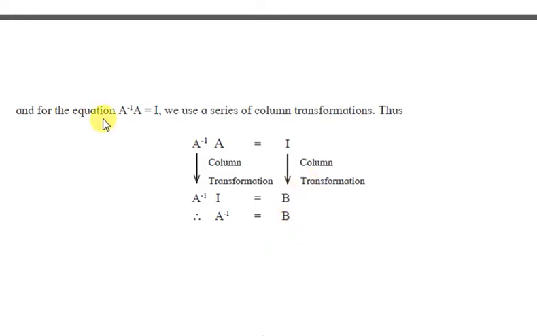This is the equation we will use only when we want to use column transformation. But as an easy method, row transformation is easy to understand. So follow that: first equation A inverse into A is equal to I, and use the row transformation method.